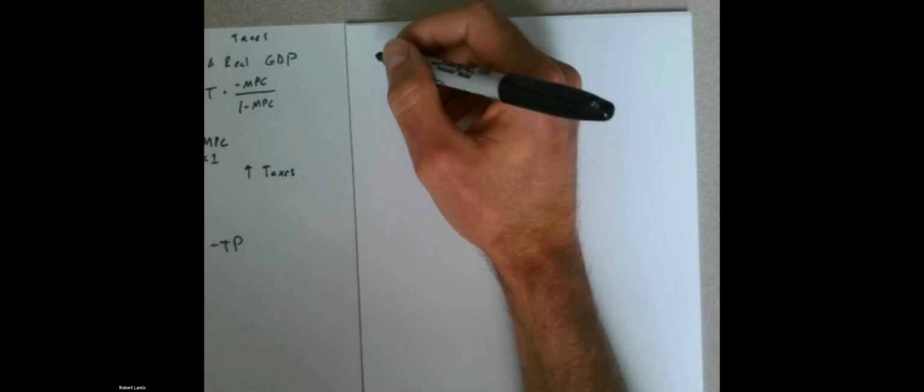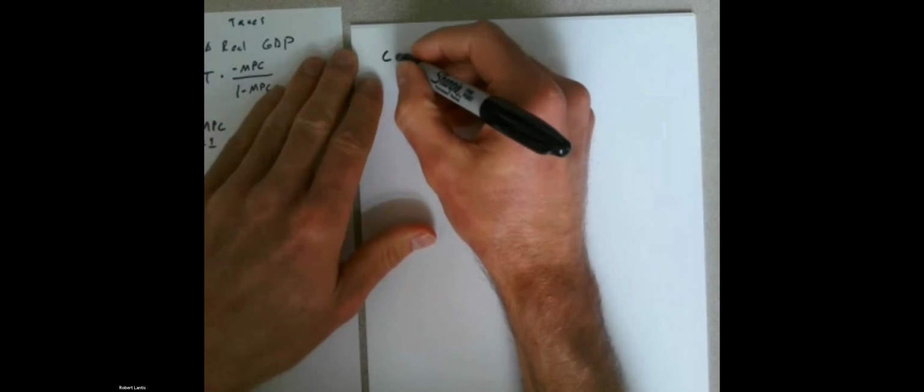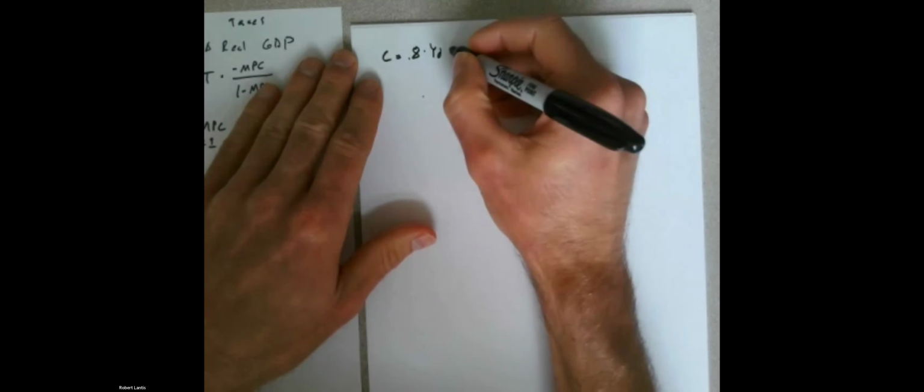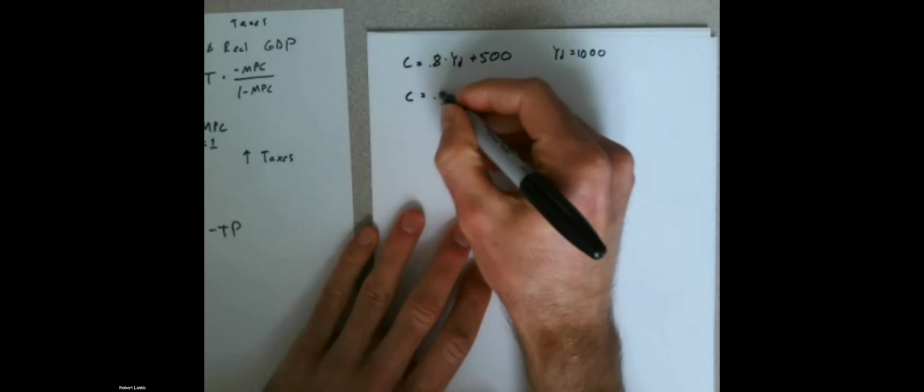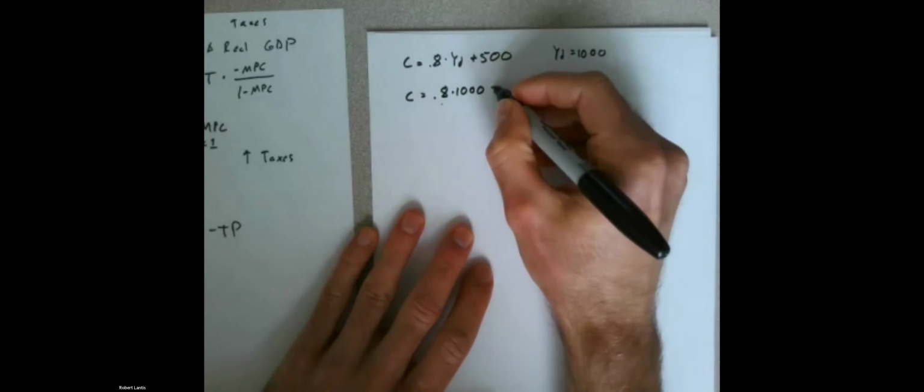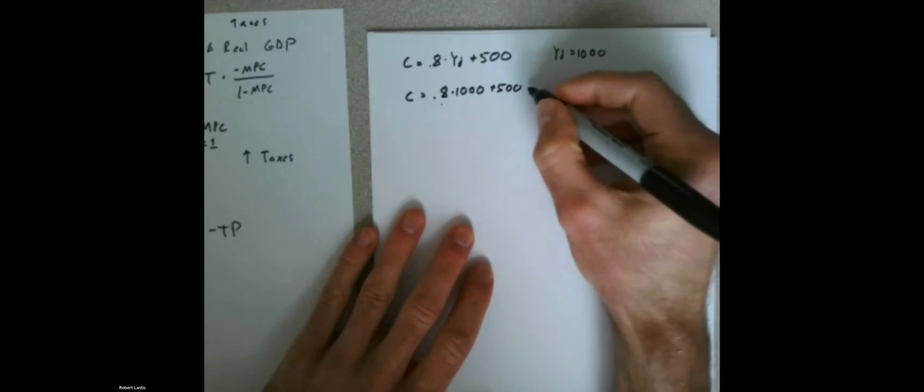Let's say we had a consumption function, which was 0.8 times disposable income plus 500. I think in the slide I told you there's a recessionary gap, but how could we determine this? Well, if disposable income was 1,000, then actual consumption would be 0.8 times that disposable income plus this autonomous consumption. So that would give us 1,300.